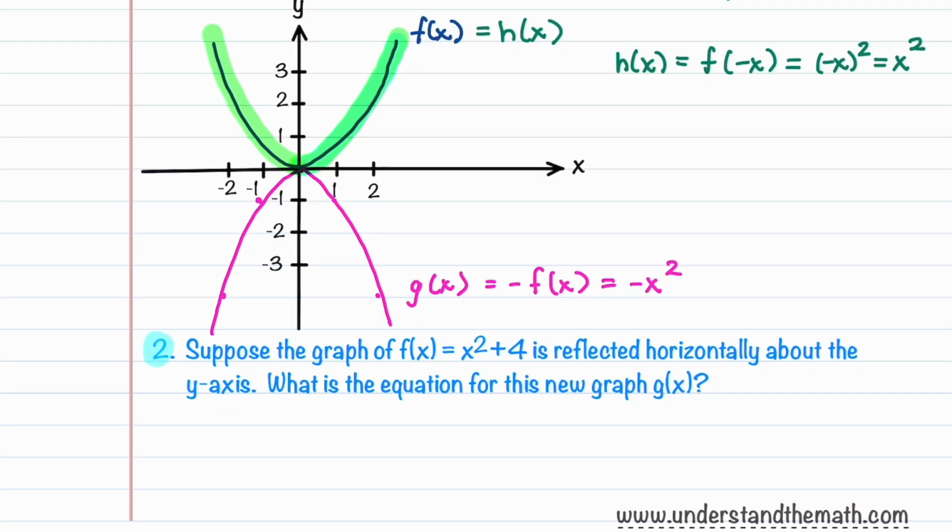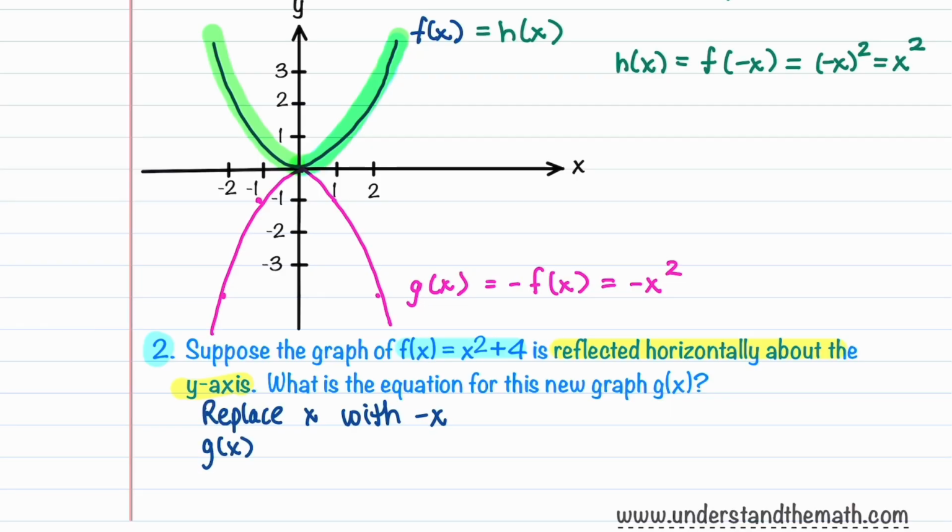Let's now look at our last example. Suppose the graph of f of x is equal to x squared plus 4 is reflected horizontally about the y-axis. What is the equation for this new graph g of x? When we reflect f of x horizontally about the y-axis, what we're going to have to do is replace x with minus x. Let's go ahead and do that.